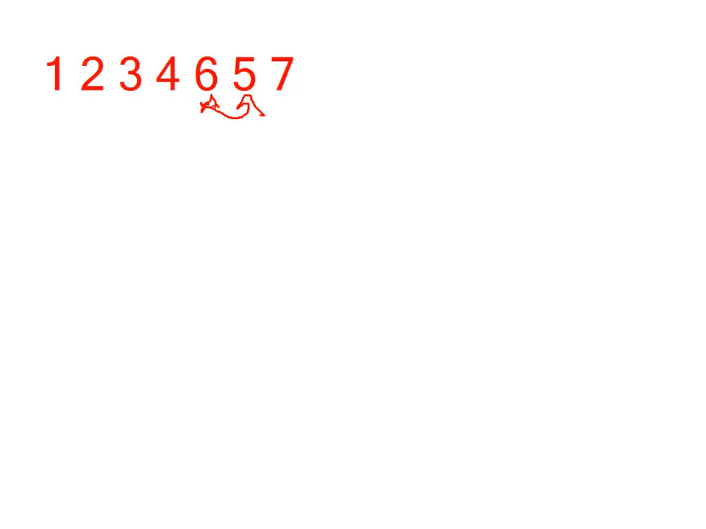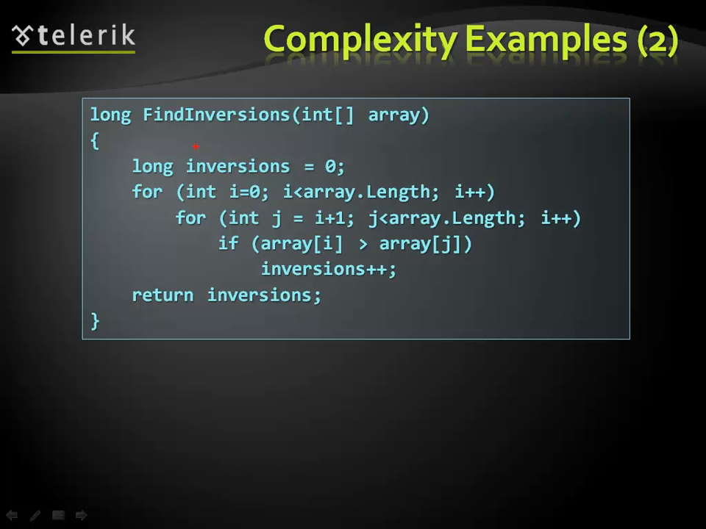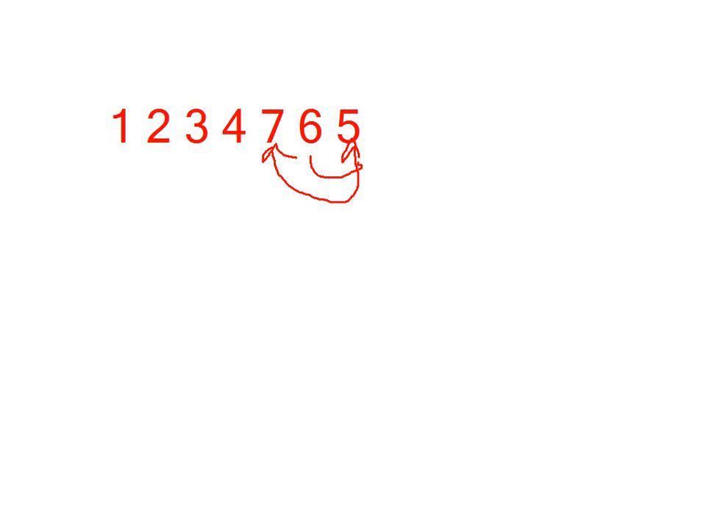5 shouldn't be before 6, but it is, so this thing is called an inversion. These things are inverted. And also, if you have, for example, 1, 2, 3, 4, then 7, then 6, then 5, this thing is also an inversion. And this thing is also an inversion. And this thing is also an inversion. So we have a lot of inversions here.